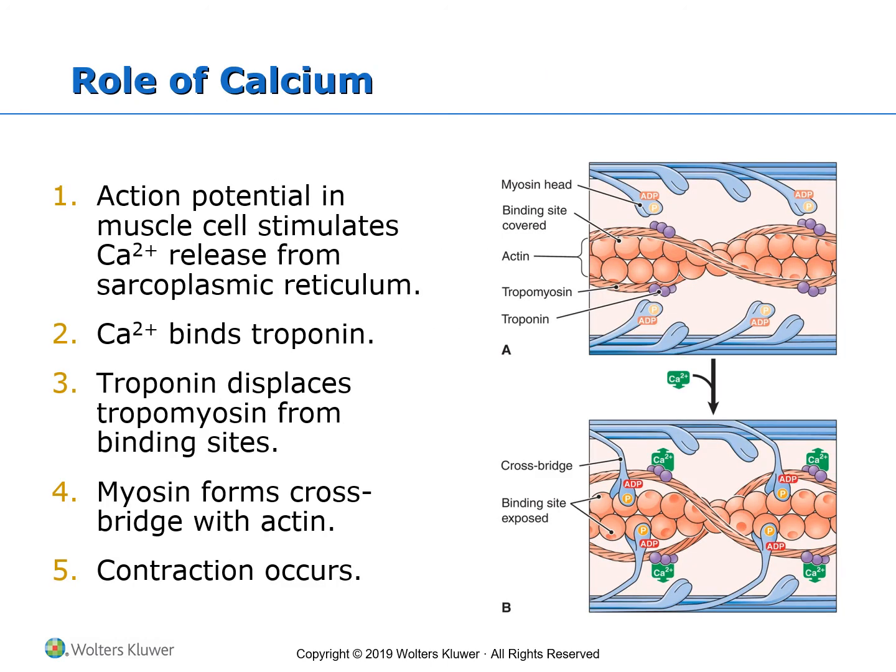Calcium is a critical element in the process of muscle contraction. The action potential for a muscle cell to contract will release the calcium from the sarcoplasmic reticulum. Once the calcium is released, it will bind to one of the proteins called troponin. The troponin, as a result, will displace the tropomyosin from the binding sites, allowing the myosin heads to form a cross bridge with the actin. And as a result, a contraction will occur.